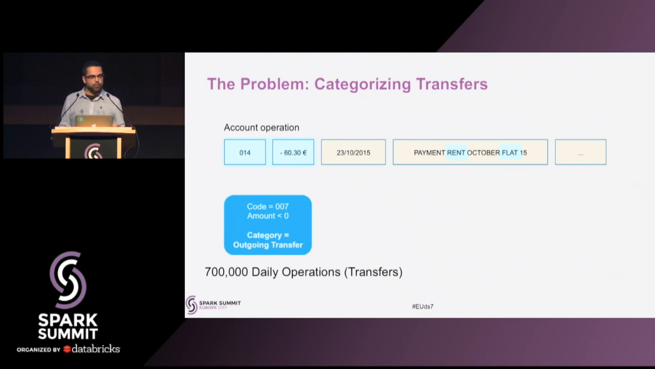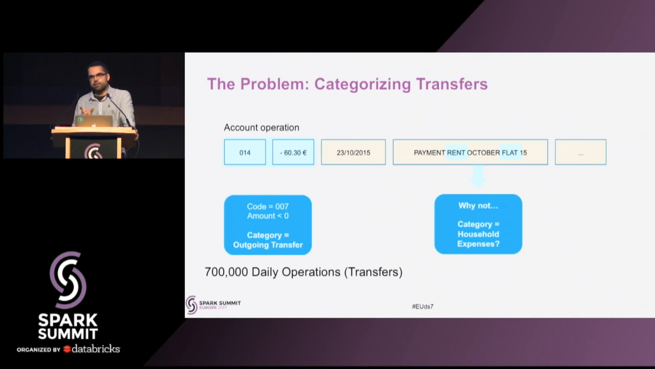But then some of us in the team were coming from a machine learning background and had touched some text analytics, and then we were identifying that some of these transfers came with text that was representative of categories. For example, in this example, if you have a text which says payment rent October flat 15, then a more appropriate category is household expenses, which is one of the other valid categories. Okay, so this is the setup of the problem we faced, and which will take the rest of the presentation, which is how to categorize money transfers by the text the users write.